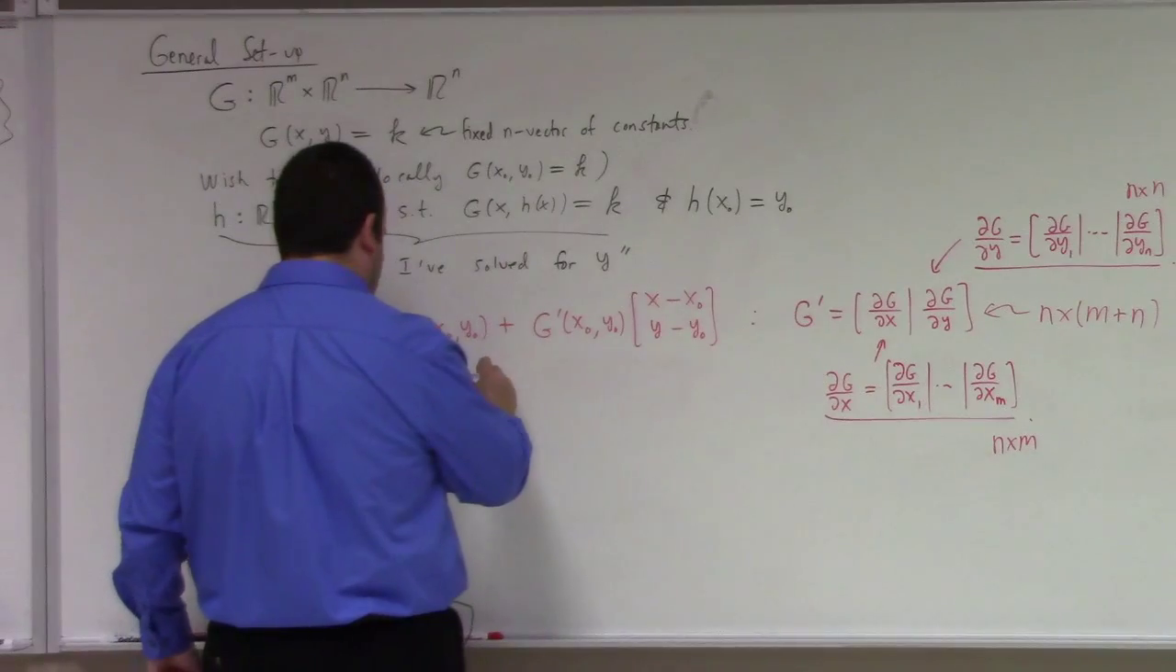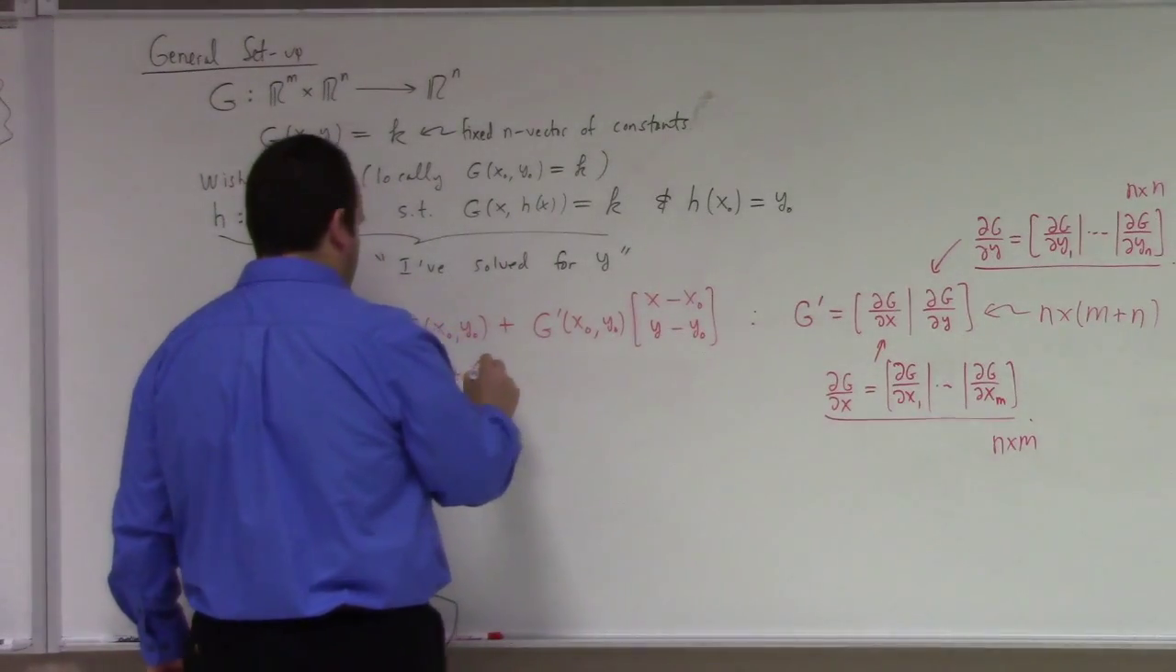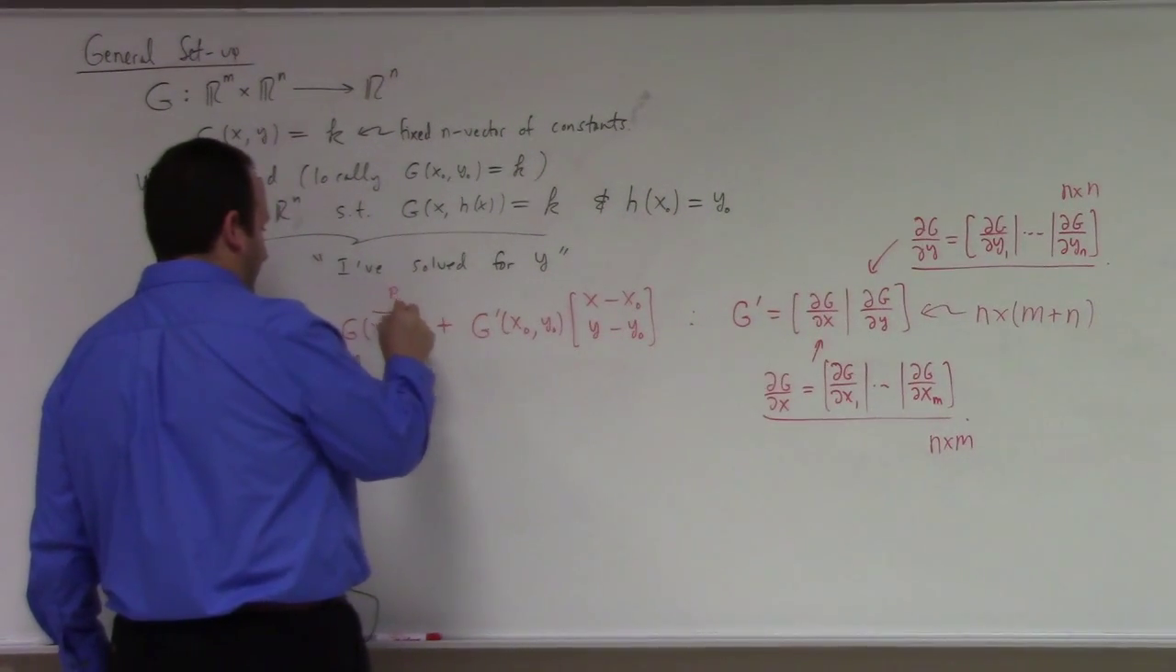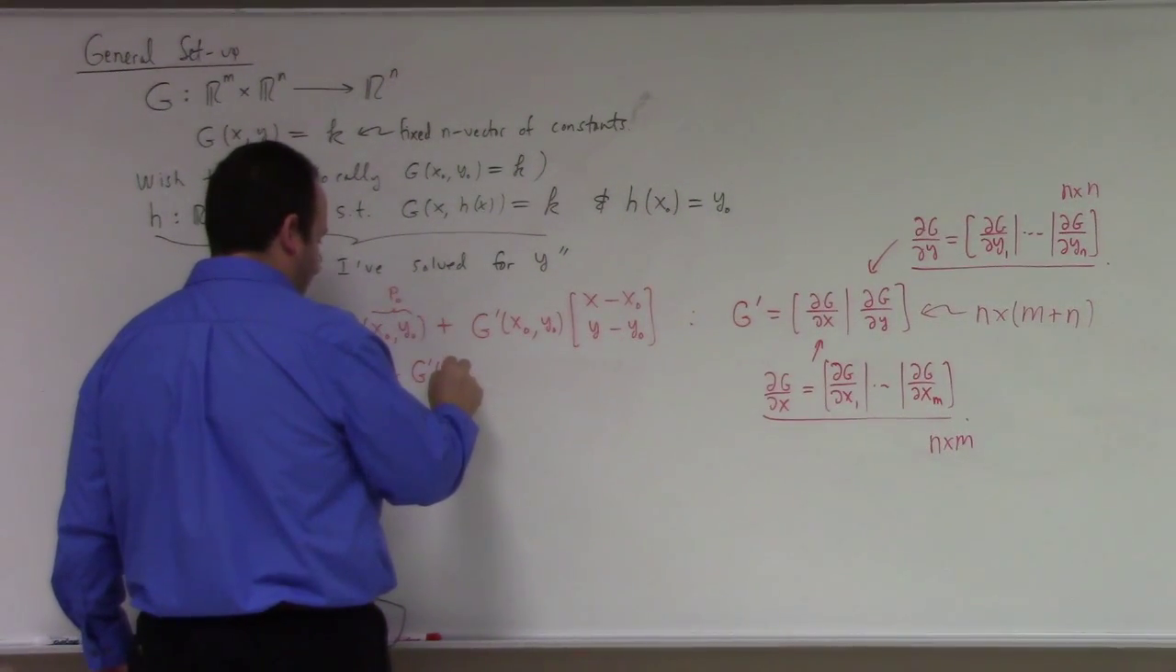This is g prime. And I'm getting tired of writing x naught, y naught. If you don't mind, I'm going to call this thing p naught. So g prime of p naught.